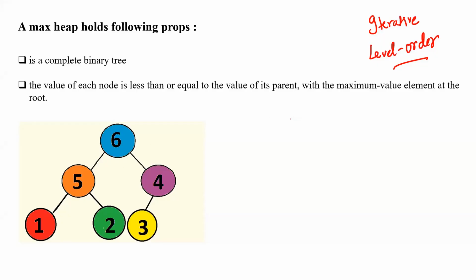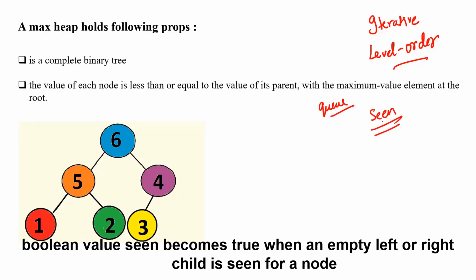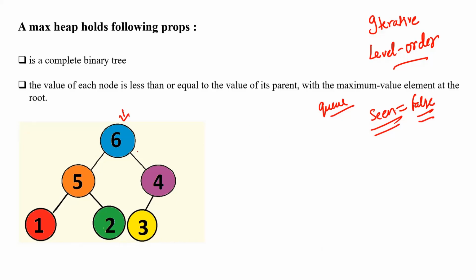So what we'll be doing is that first of all we'll start from the root node. Another thing is that we'll be maintaining a queue, as well as a boolean variable to keep track of which child node we are going to take. Initially we are going to have this boolean variable as false. So let's start. First of all, this 6 we have.